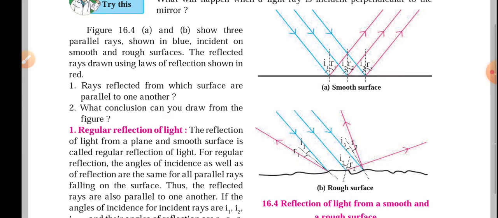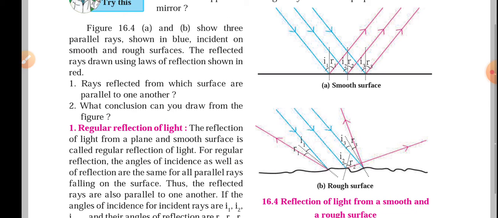The further topic is the regular or smooth surface and the rough surface. You might have come across that some mirrors are very smooth surfaced and they give a very clear picture, but there are certain mirrors which are not clear, or in which we are getting blurred images. And why are we getting those blurred images? Because of the irregular surface or the rough surface.